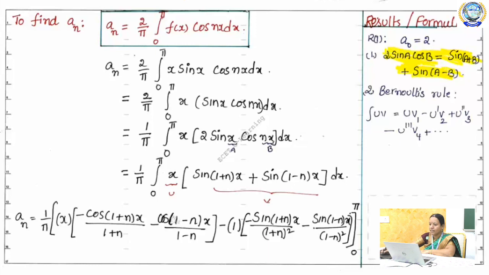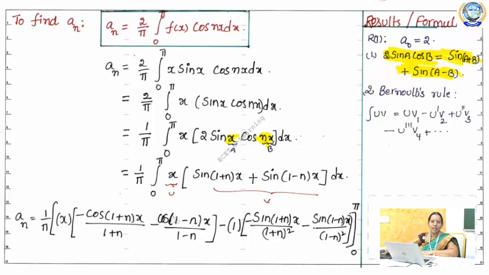So what is a here? Here a is x and b is nx. Now by using this formula, we get x into sine of a plus b, meaning x plus nx. We can write it as 1 plus n into x, plus sine of 1 minus n into x. So here you got 1 by pi integral 0 to pi x into sine of 1 plus n into x plus sine of 1 minus n into x dx.